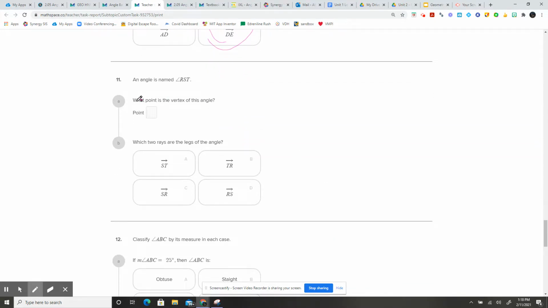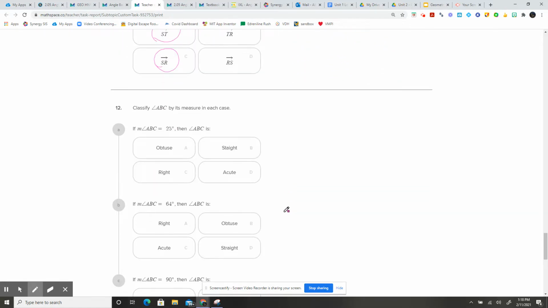Question number 11, what point is the vertex of this angle? Remember, the vertex is the middle, right? So if I label that, it's going to be RST. So that middle letter is always the vertex. Which two rays are legs of that angle? Well, that's SR and ST. You're going to name those rays from the vertex to the other letter, and that's going to be the pattern every time.